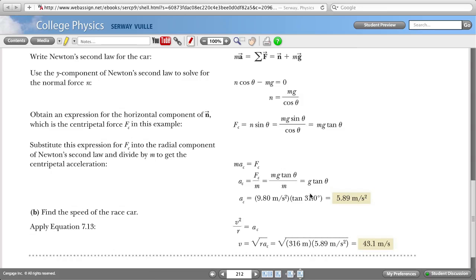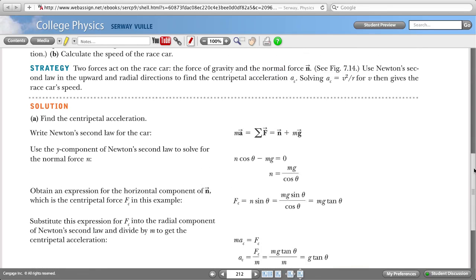And then we want to find the speed of the car. Well, the speed of the car, if it's going around this circle that has a radius r, has a centripetal acceleration a sub c, which we already know, 5.89 meters per second squared, is going to be solved by this equation, a equals v squared over r, for centripetal acceleration. So then we just solve for v, taking the square root of both sides, and we get the square root of 316 meters, which is the radius of the track, times the centripetal acceleration, which is 5.89 meters per second squared. And you're good to go.